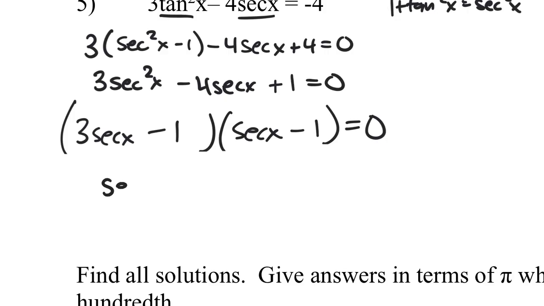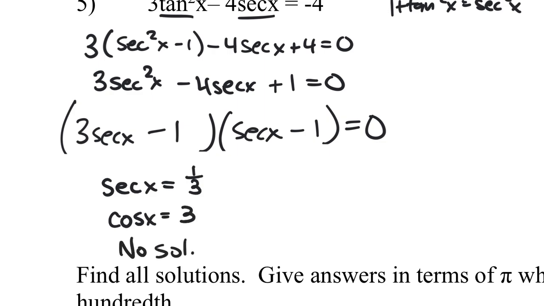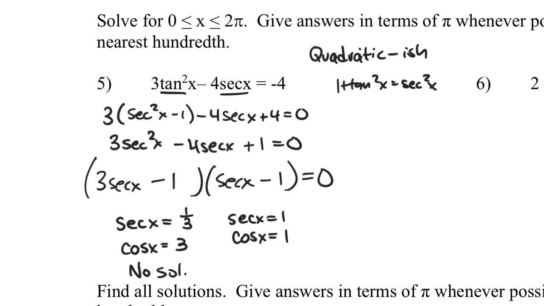We're trying to find where secant x equals 1/3, which is where cosine x equals 3. Well, that's going to have no solution. We have a domain issue there, right? Cosine can't be more than 1. On our other term, we're trying to find where secant x equals 1, which is really where cosine x equals 1. And that happens in 2 locations. It happens from 0 to 2 pi. And the way this question is marked, we're going to include both of those answers. So we'll say x equals 0 and 2 pi.